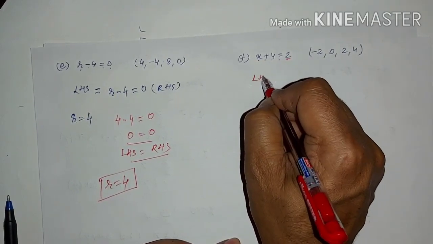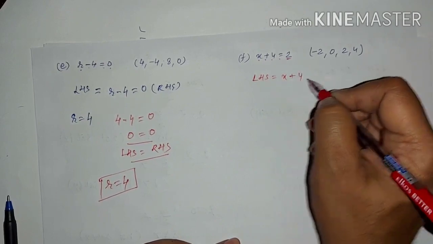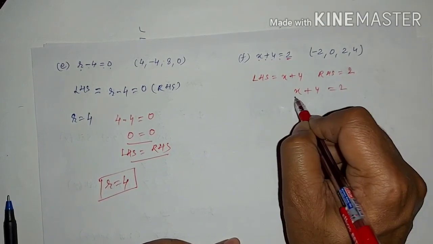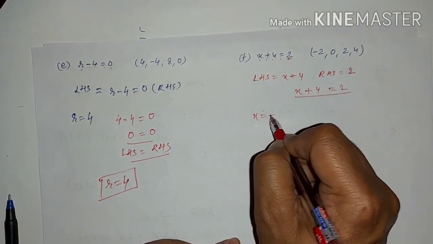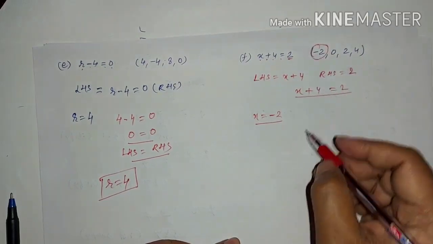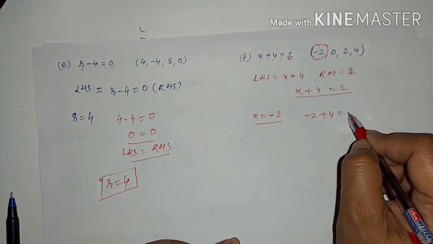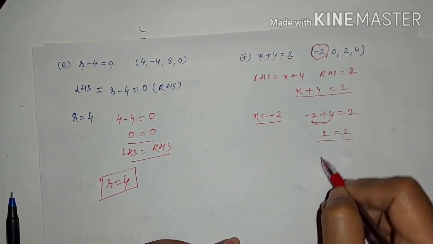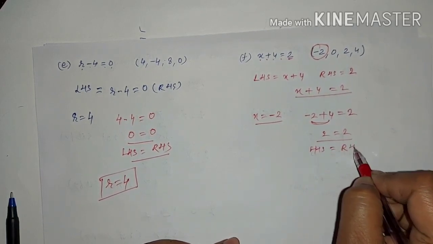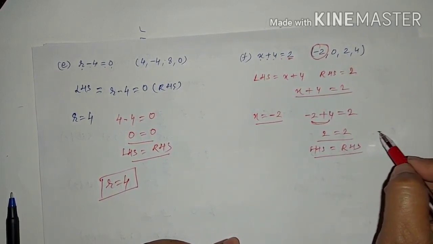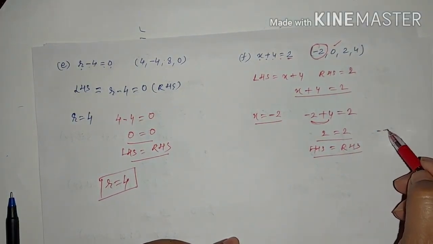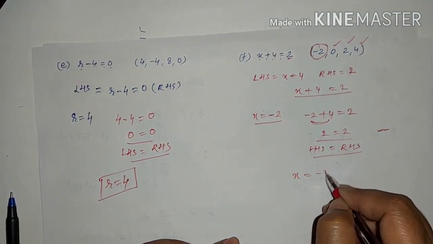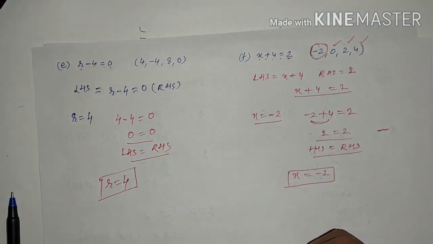It means the left hand side is x plus 4 and the right hand side is equal to 2. So x plus 4 is equal to 2 is the equation. First, the x value is minus 2. Put minus 2 plus 4 is equal to 2. After subtraction, 2 is equal to 2, which means the left hand side equals the right hand side. Suppose they are not satisfied, then you choose the next number. So x is equal to minus 2 is the answer of the given equation.